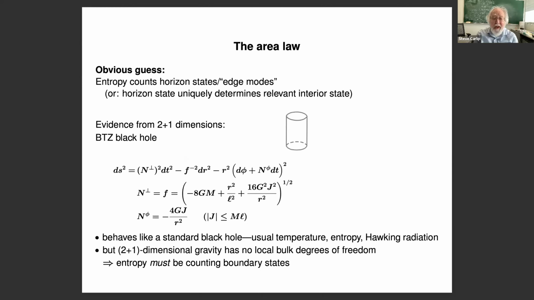Okay, so let's start with the area law. There's an obvious guess that goes back in some sense to Bekenstein's first paper on black hole entropy, which is that perhaps the entropy really counts states that live on the horizon, some kinds of edge modes or some kinds of boundary modes that uniquely determine the interior. Now, this is at best a piece of the answer.